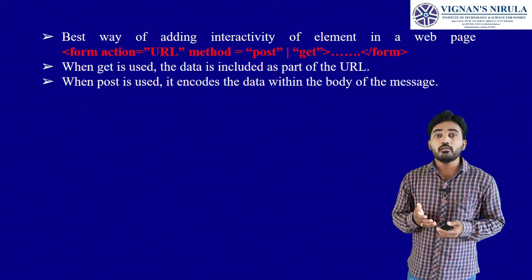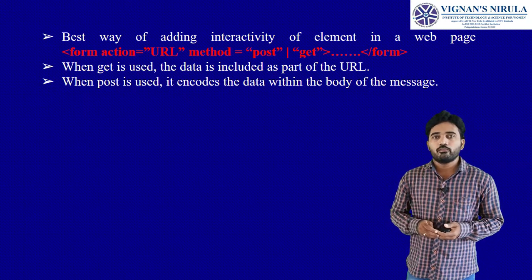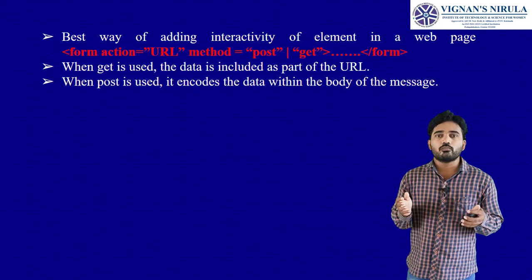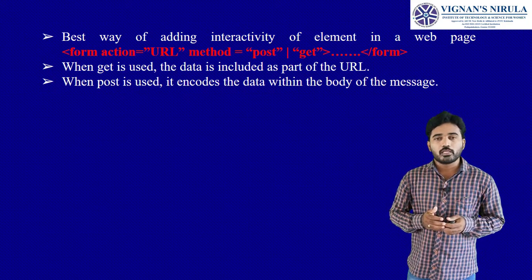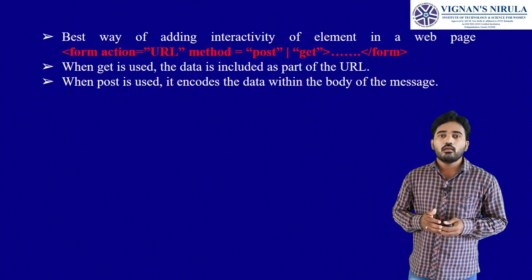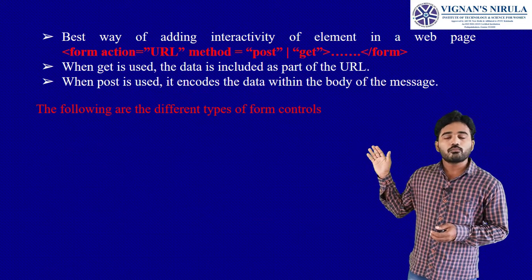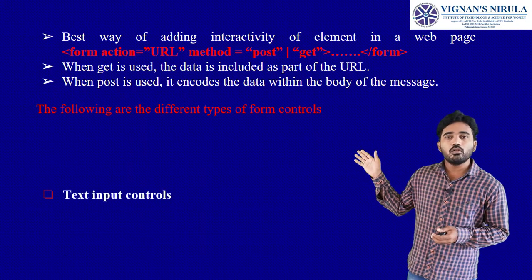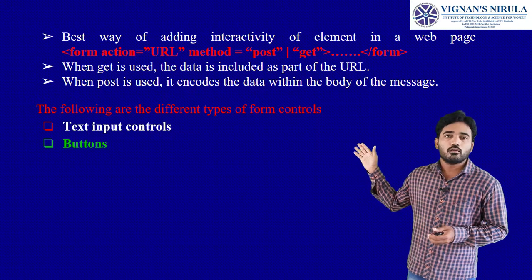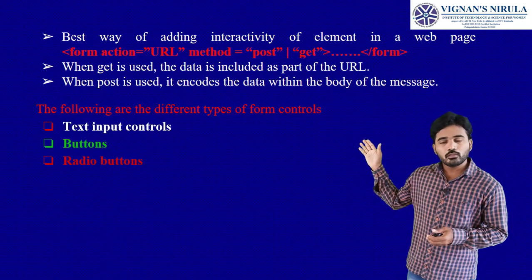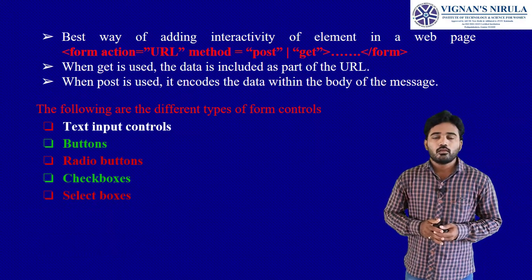When the get method is used, the data is included as part of the URL, but when post is used, it encodes the data within the body of the message. And generally different types of form controls are there. The first one is a text input control, the next one is buttons, the third one is radio buttons, the fourth one is checkboxes, and the last one is select boxes.